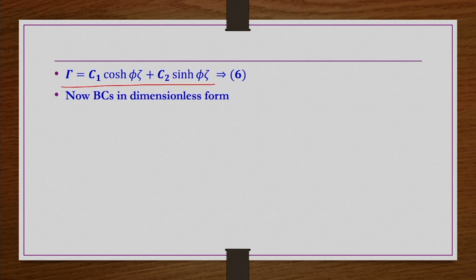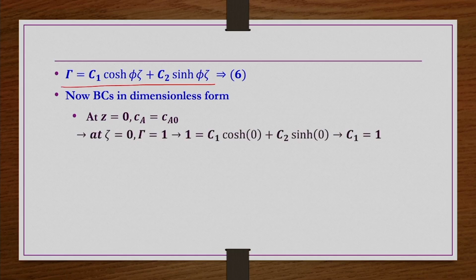So, boundary conditions also we have to write in dimensionless form. At z is equals to 0, Ca is equals to Ca naught. If z is equals to 0, then zeta is equals to 0, and if Ca is equals to Ca naught, that means gamma is equals to 1. So, 1 is equals to C1 cos hyperbolic of 0 plus C2 sin hyperbolic of 0. Sin hyperbolic of 0 is 0, and cos hyperbolic of 0 is 1. So, C1 is 1.